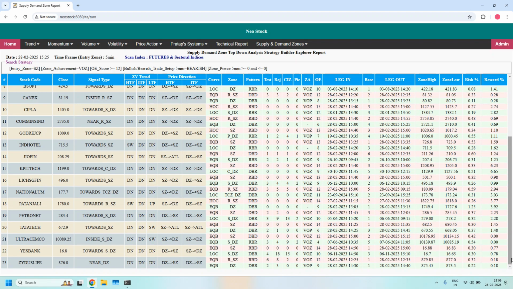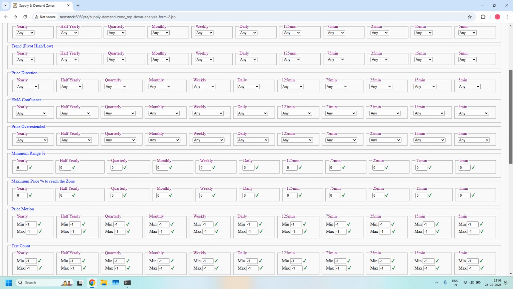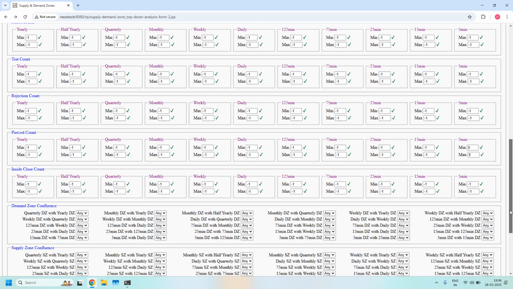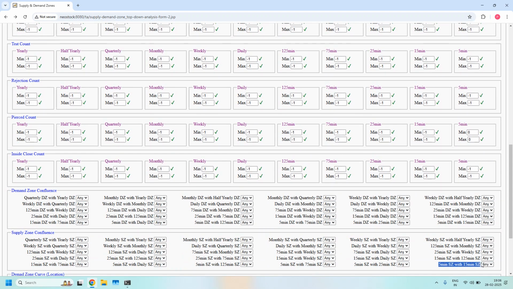And entry time frame zones are 5 minute supply zones. Some of them are high liquidity supply zones. But we can further filter based on this zone confluence, LTF and ITF supply zone confluence. That is 5 minutes and 15 minutes supply zone confluence. I am enabling that filter.